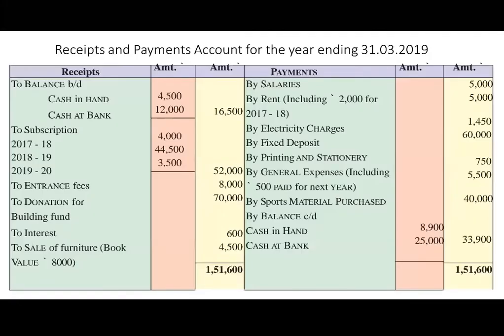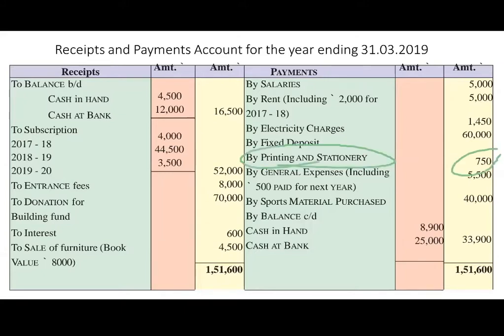Now the next item is by fixed deposit. Fixed deposit is an investment, it is an asset which will be recorded on the asset side of the balance sheet. In this problem we are not preparing a balance sheet, which means this fixed deposit will not be recorded anywhere, because it is not expenditure, it is an investment, and we record investments in the assets of the balance sheet. That's why, because we are not making a balance sheet, we will not record this fixed deposit anywhere.